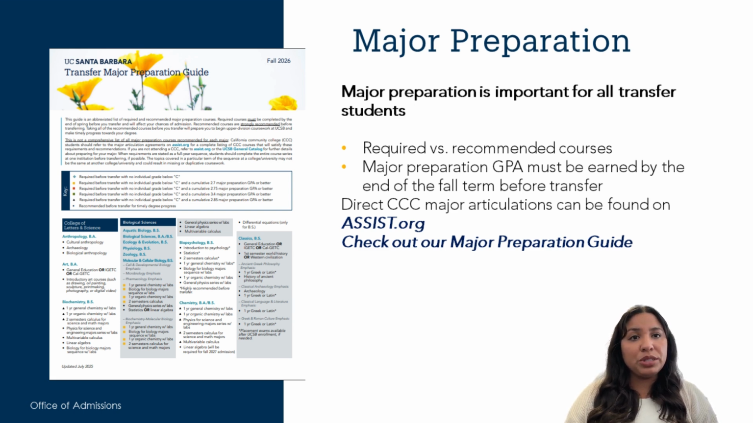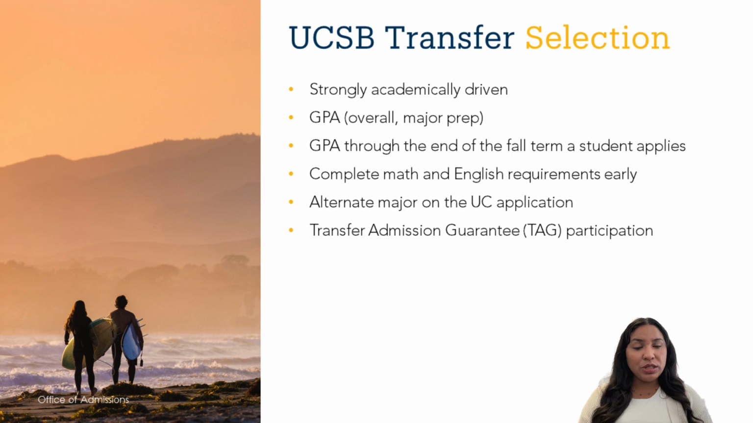It is very important to note that major preparation is extremely important and should be considered just as important as our minimum eligibility if you are considering a selective major at our campus. UCSB transfer selection is strongly based on academic preparation. We want to make sure that you have all of your requirements met, both for major preparation and for general admissions, and that you have those with a strong GPA.